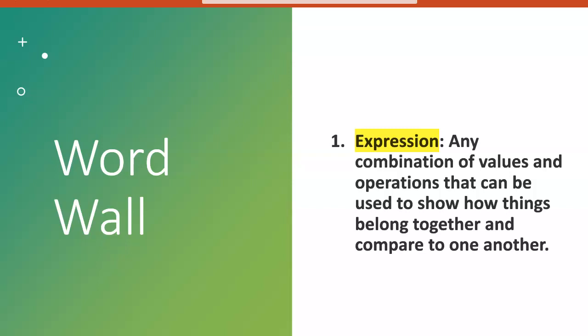Today we are starting out with a new word wall word. Our new word wall word is expression. An expression is any combination of values and operations that can be used to show how things belong together and compare to one another. So an expression is like an equation that's not set equal to something. For example, an expression is 3x plus 2, but an equation is 3x plus 2 equals 12.